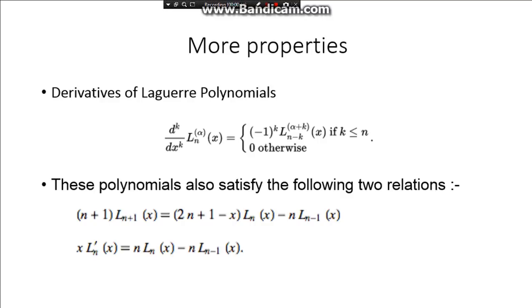These polynomials also satisfy the following two relations, that is (n + 1) into the (n+1)th Laguerre polynomial of x is equal to (2n + 1 - x) into the nth Laguerre polynomial of x minus n times the (n-1)th Laguerre polynomial of x. They also satisfy x times the derivative of the nth Laguerre polynomial of x is equal to n times the nth Laguerre polynomial of x minus n times the (n-1)th Laguerre polynomial of x.